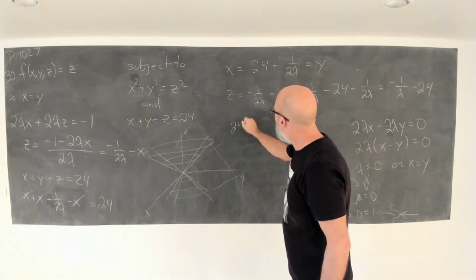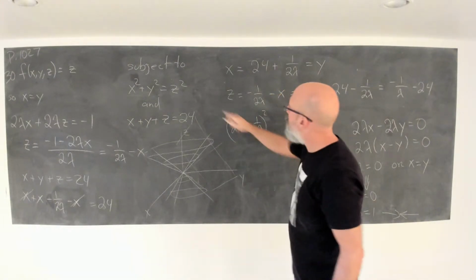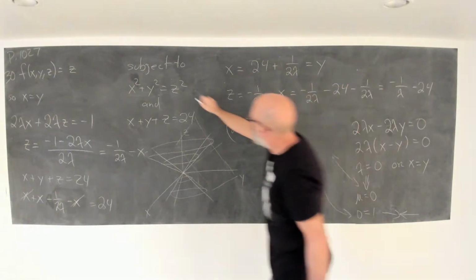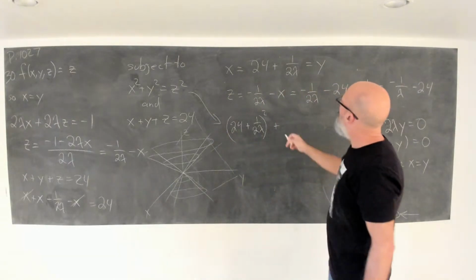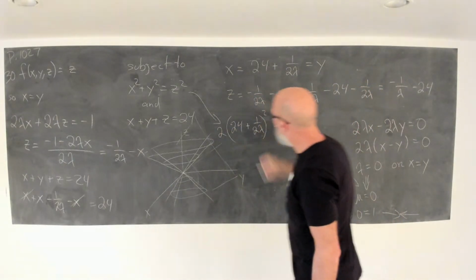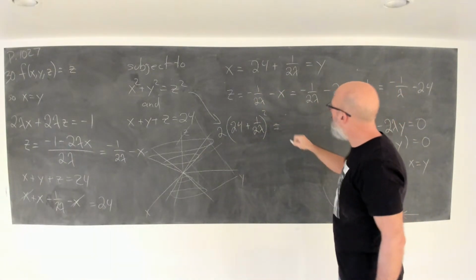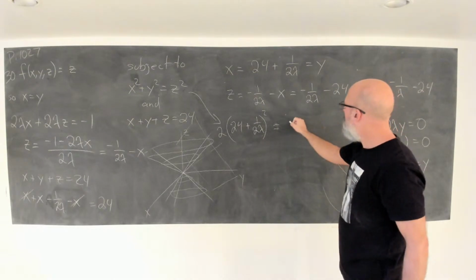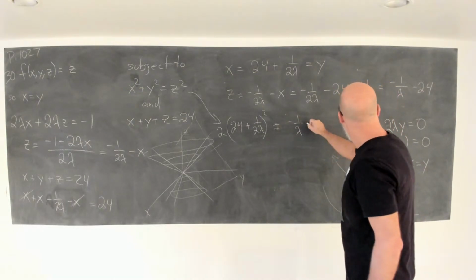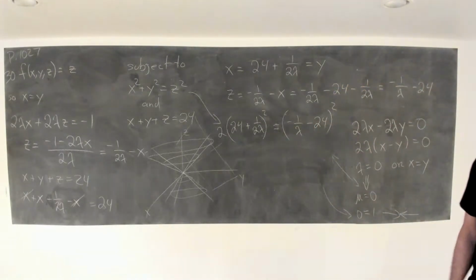So that's 24 plus 1 over 2 lambda squared. That's x squared. Plus y squared, which is the same. Can we write two of these? And z squared, equal to minus 1 over lambda minus 24, all squared.